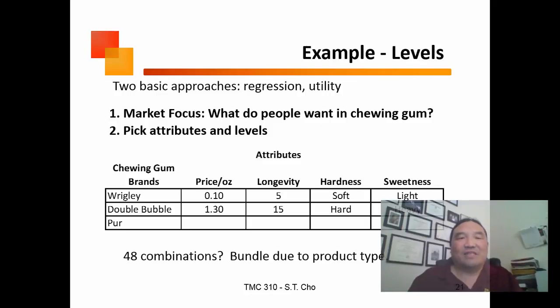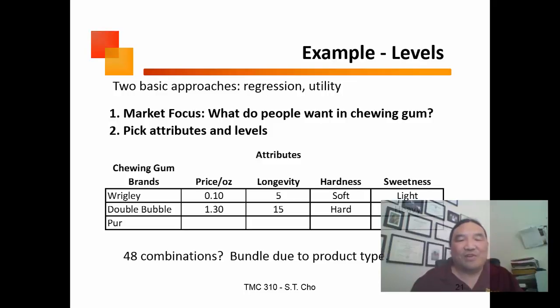And so, for example, I have to think about the number of levels. What if I did a conjoint study, and what do people want in chewing gum? I want to release a new chewing gum. So I pick my attributes, and I decide my attributes are how much I charge per ounce. Now, people aren't going to pay $100 for chewing gum, but maybe they'll pay $5. How long does a gum last? How hard is it? Do I have a nice soft gum? Do I have a hard gum? And how sweet is it?